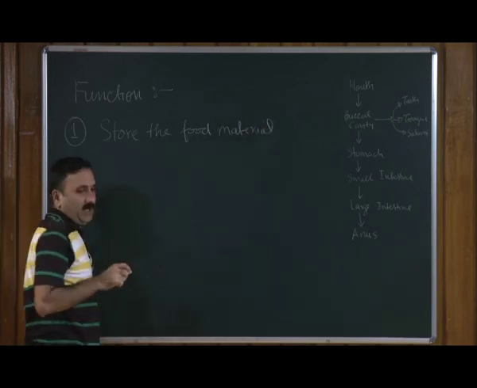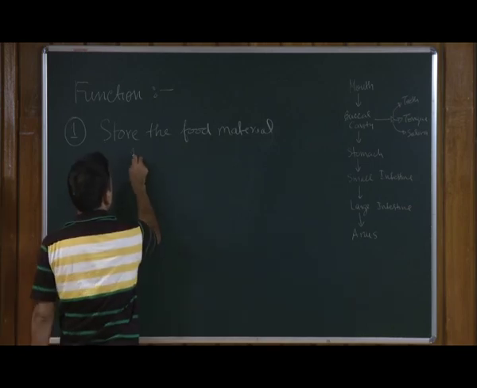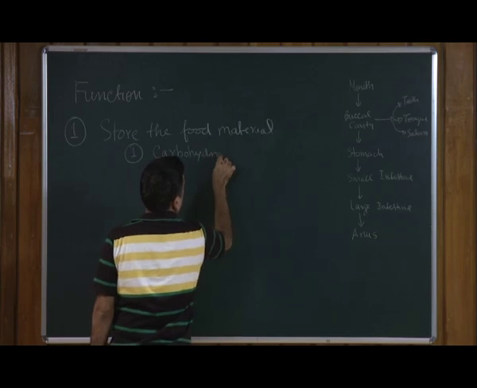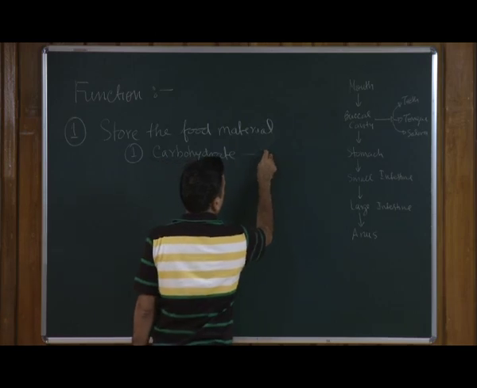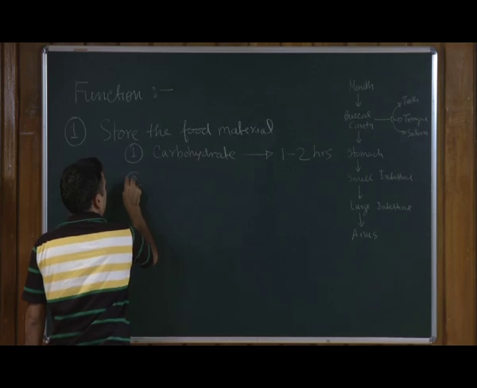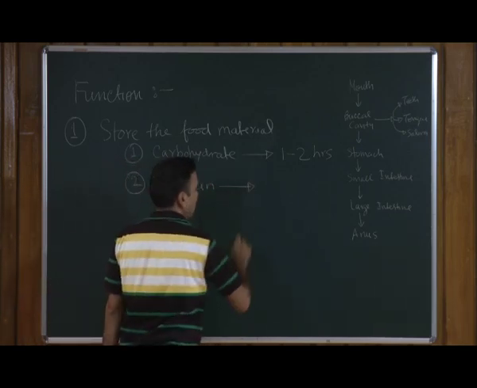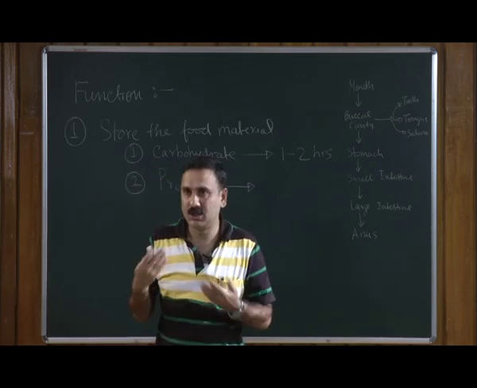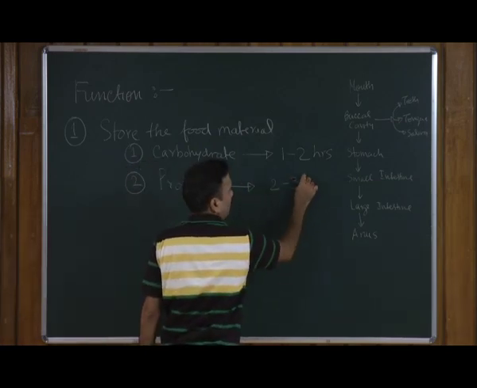This storage of food material is different for different types of food material. For example, in the case of carbohydrates such as sugar or any other sweet material, the storage is for 1 to 2 hours. In the case of protein, because protein is much more complicated compared to carbohydrate, the storage time is much longer, 2 to 3 hours.